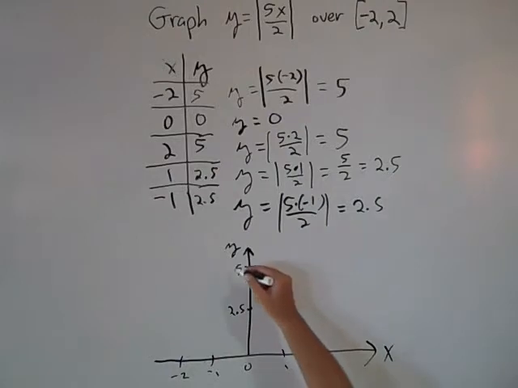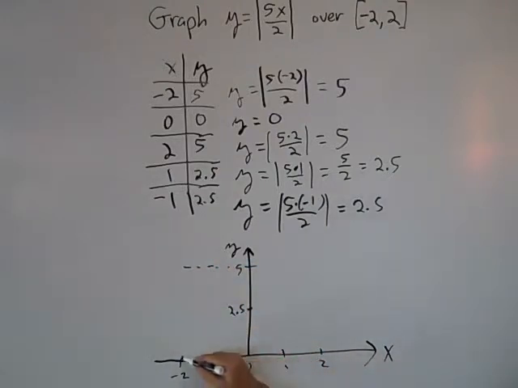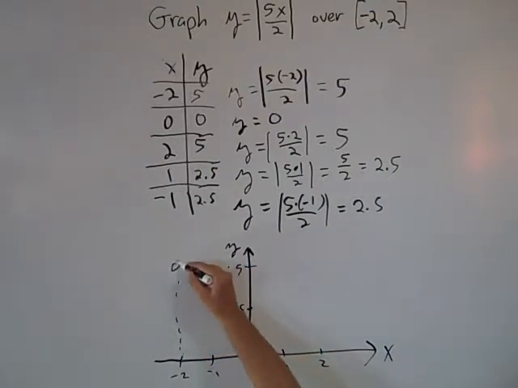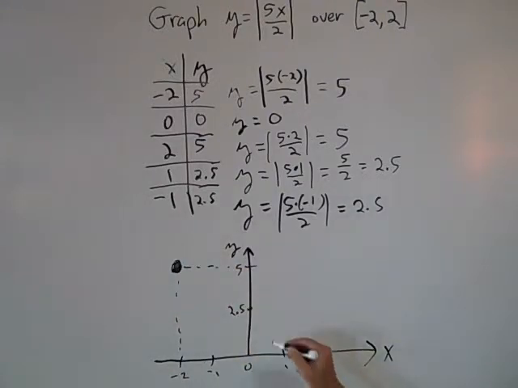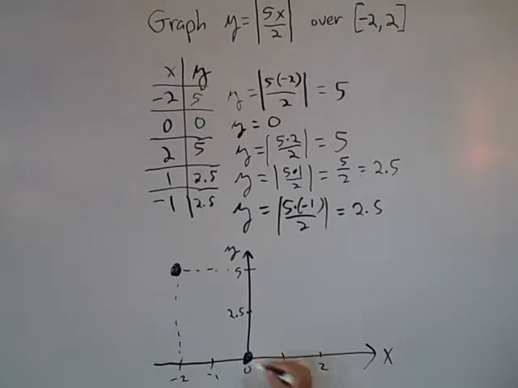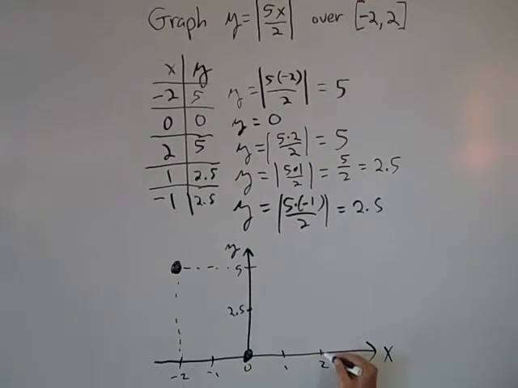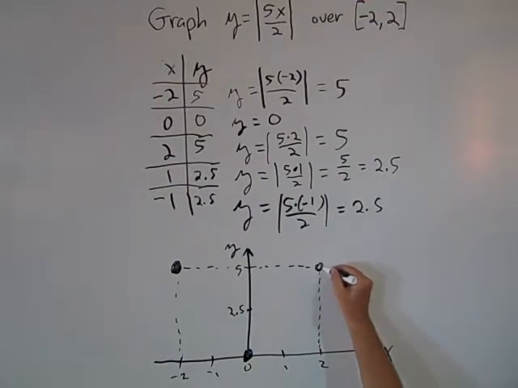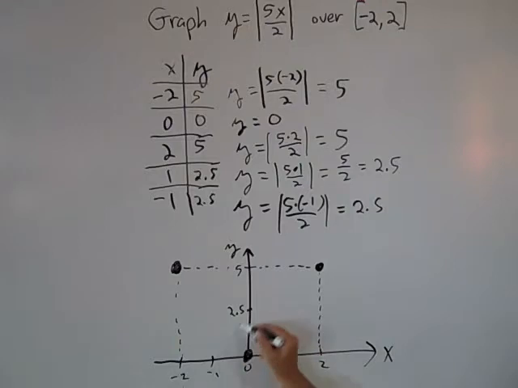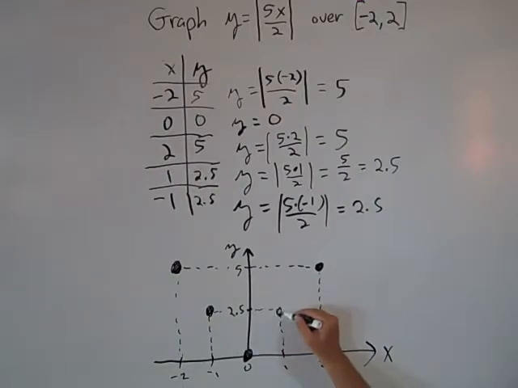So at -2 we go all the way up to 5, so when x is -2, y is up to +5, way up here. And then at 0 we go through 0, so when x is 0, y is 0. And when x is 2, y goes all the way up to 5 again, like it did before. And we got a couple of extra values. At -1 we go up to a height of 2.5, and also at +1 we go to a height of 2.5.